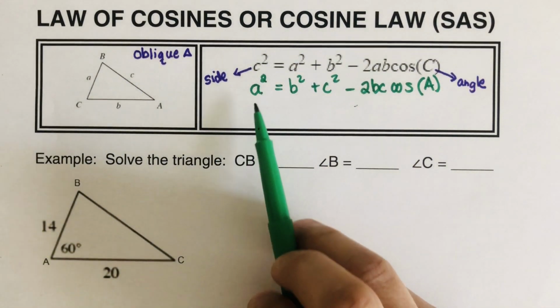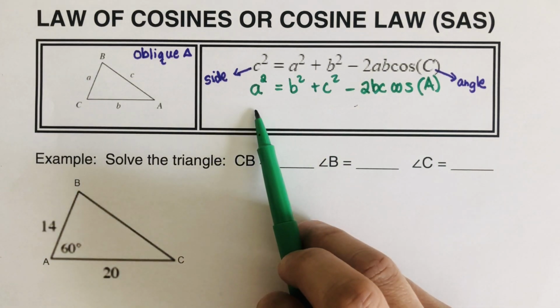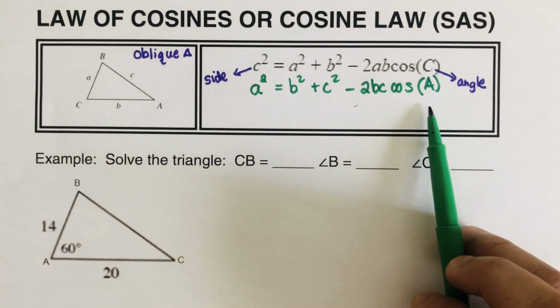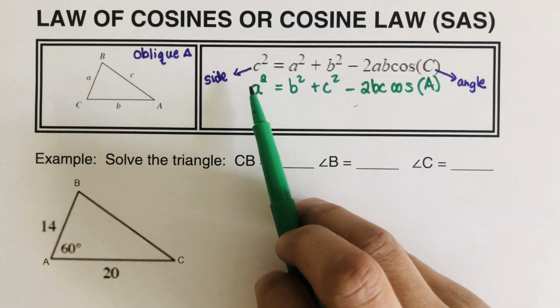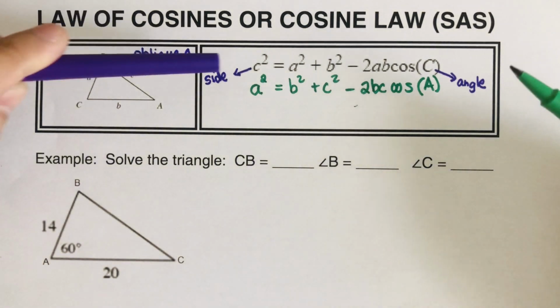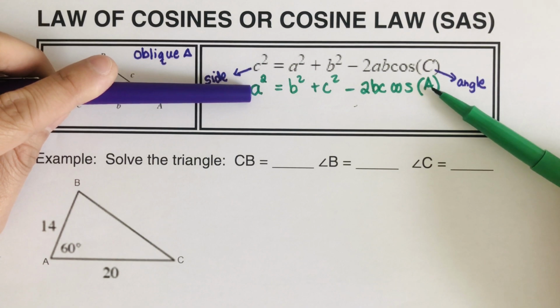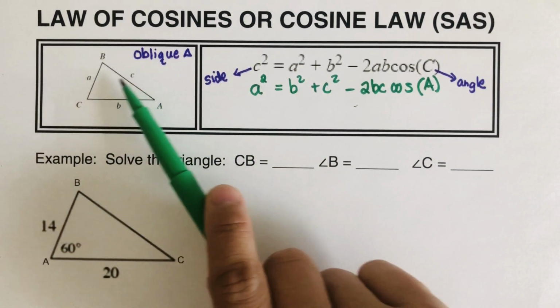If you have b squared, then this would also be a big letter B here. Again, these are variables. In some of the problems that we're going to have in class, it doesn't have to be A, B, C. It can be any letters. They are just variables. But those are the very important things that we have to remember: the side and the angle at the end should be a match, and they are across from each other.